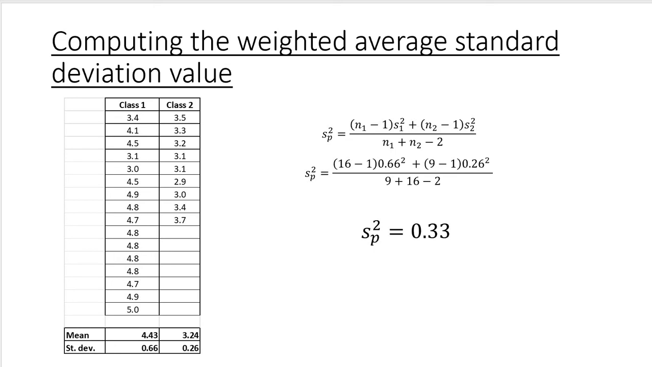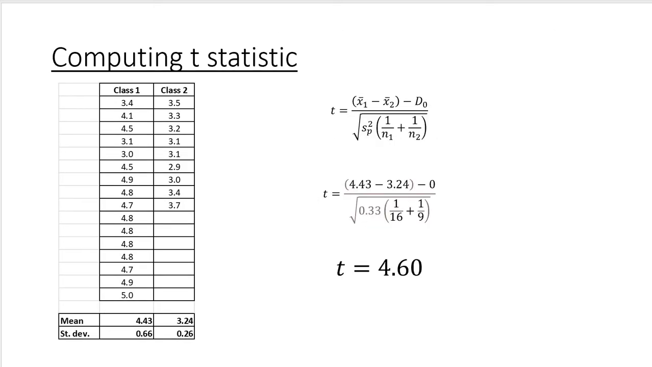After calculating weighted average standard deviation, we can actually compute t-statistic. So as before, here we want to investigate whether the difference between GPA in the first class and GPA in the second class is bigger than 0. So even though we perform right-tailed test, the value of D0 is still 0. So after computing t-statistic, we conclude it's equal to 4.6.